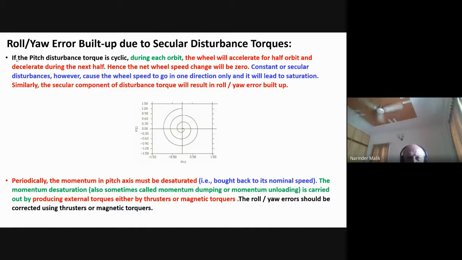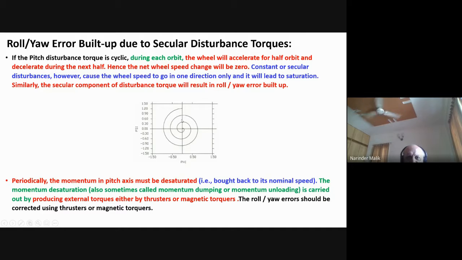Now when you come to the roll yaw, like I told you, if there is a roll yaw disturbance torque, because of gyroscopic stiffness, the buildup takes place very slowly. And this is how the spacecraft roll and yaw error buildup takes place slowly over several orbits. It shows this complete coverage will be one cycle, one orbit period.